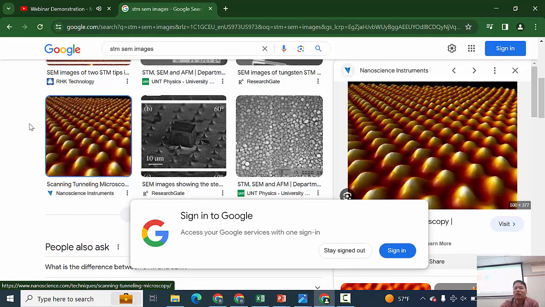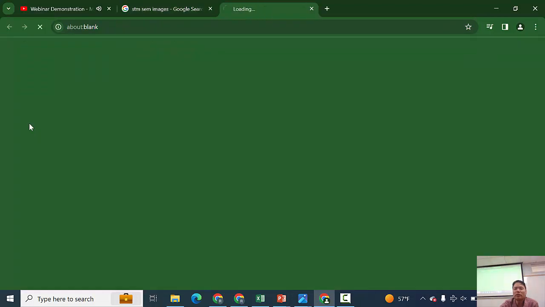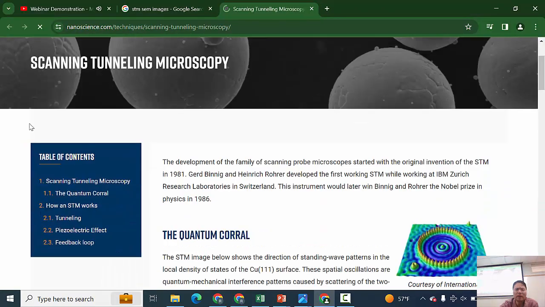This is the surface of gold using a scanning tunneling microscope, it looks like. Or it might not be gold, it could be graphite. Let me see.